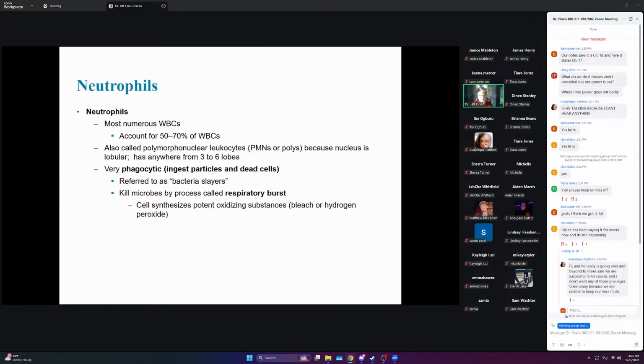Neutrophils are phagocytic cells. Anytime that we talk about phagocytic cells and macrophages, often in Bio 211 throughout the course, both of them, phagocytic cells and macrophage type cells, are garbage eaters. They're going to come in and clean up a mess.